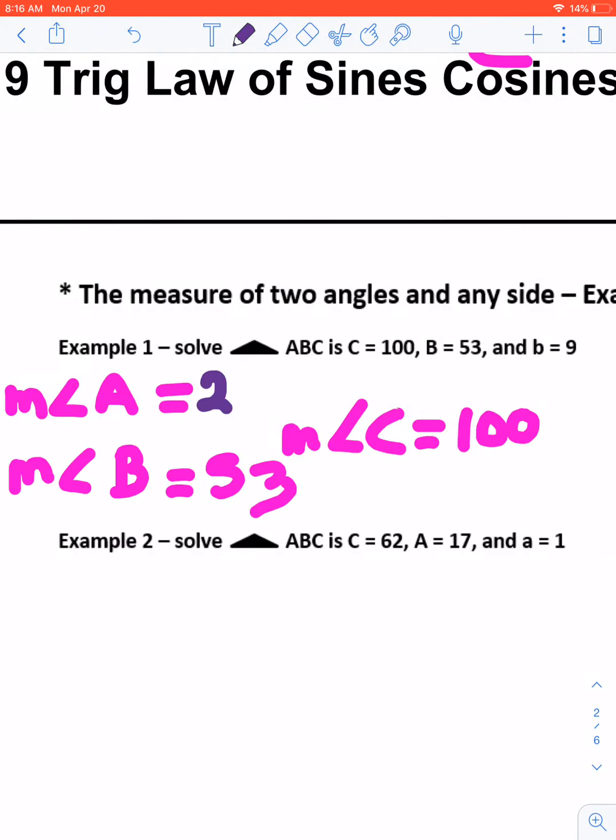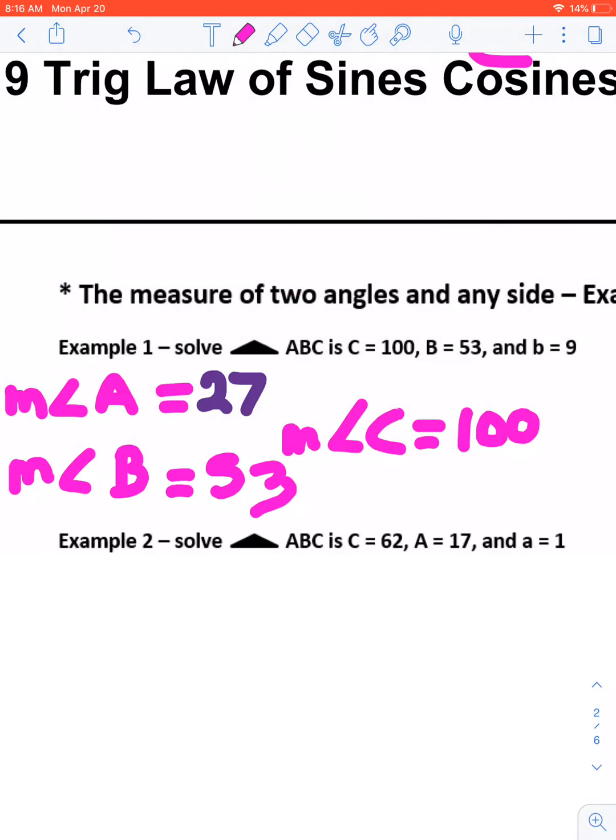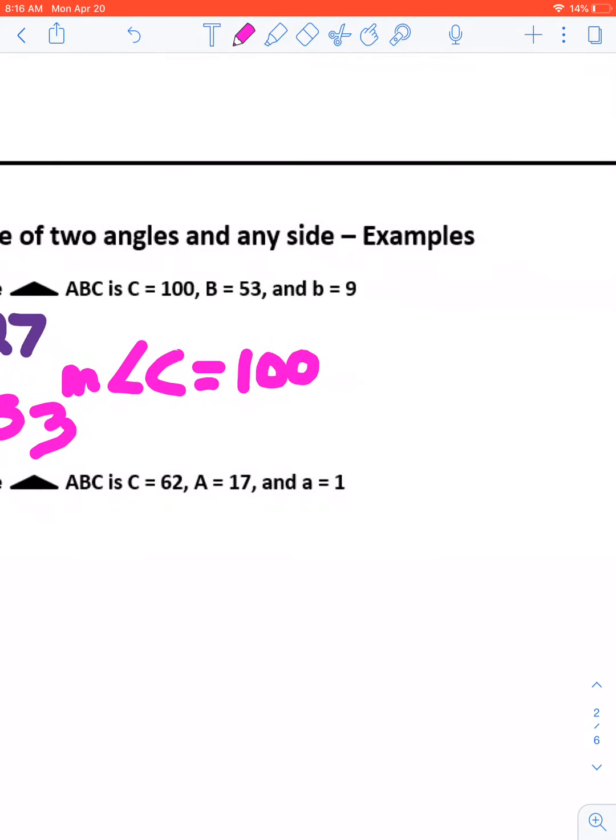So without having to do any law of sines, I know that the measurement of angle A is 27. And we're good. We're still going to round angle measurements to the nearest whole number and side lengths to the nearest tenth, unless the directions say different. So now we have all our angles. So let's talk about our sides.